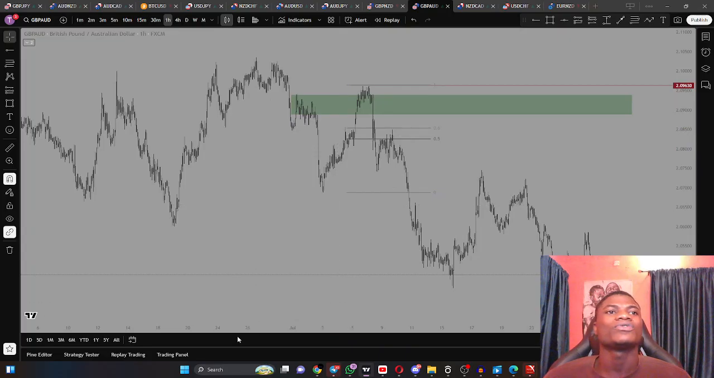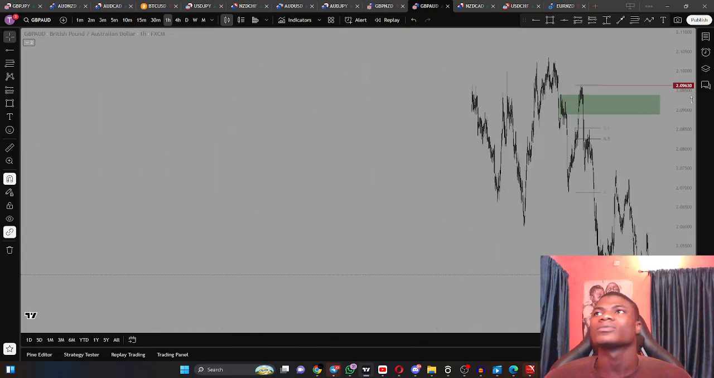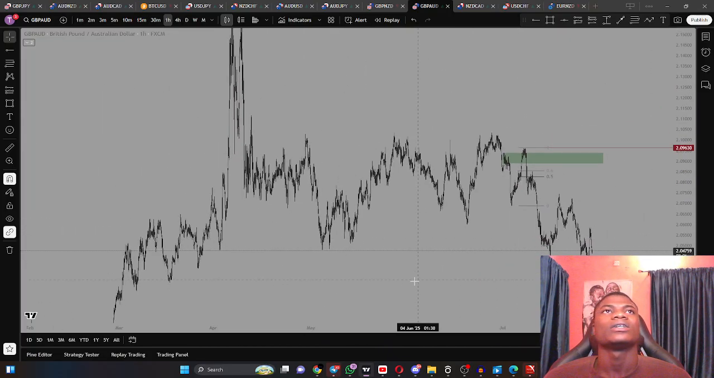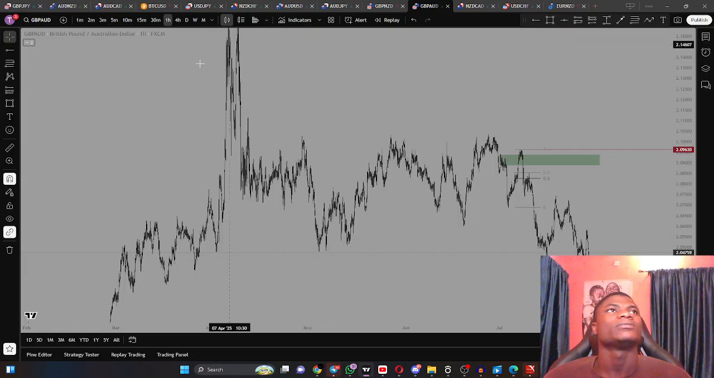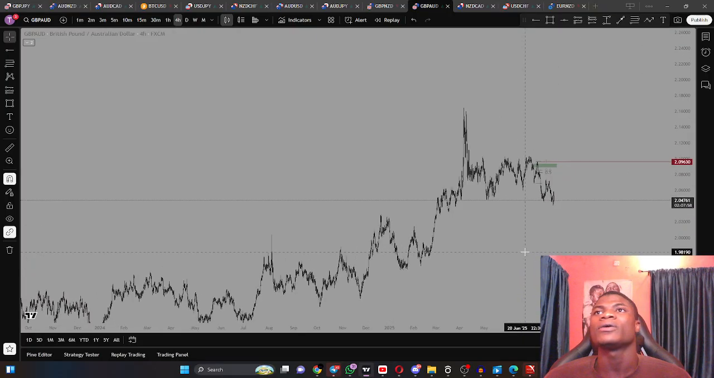Now I'm going to move to taking the higher time frame Fibonacci level to know if it really aligns with what I'm watching out for. So when I zoom in now, you can see this high. You cannot use this low anymore because it has been taken out by this push to the downside.